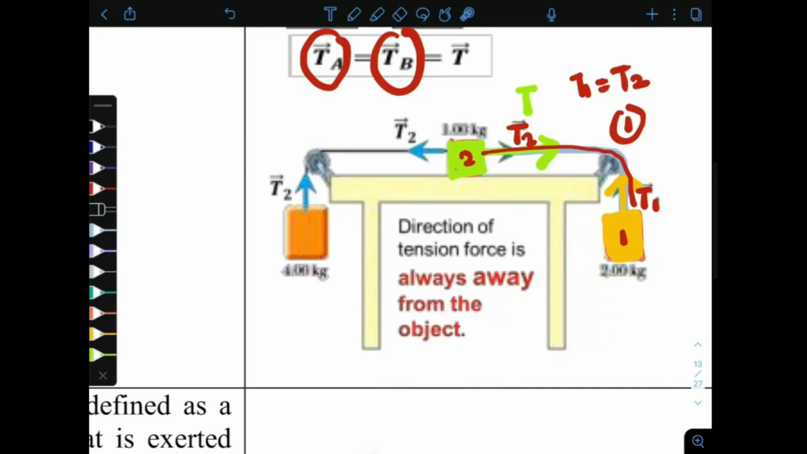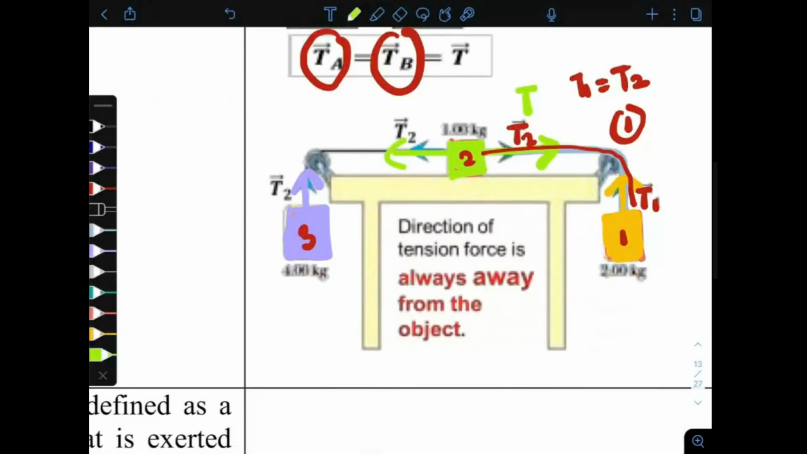And then now let us look at our second object and third object dekat sini as they are connected across the same string. Yang kedua berada on the floor, on the table. Ini yang kedua kamu attached to a string, connected to the pulley, and then drop down you have another object. Ini objek ketiga kita. Okay, therefore objek ketiga akan experience force away from the object along the chord, upwards direction. Objek kedua kamu pula akan experience force away from the object along the chord ke kiri.